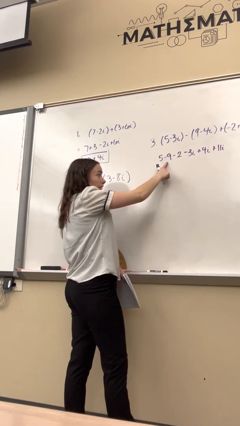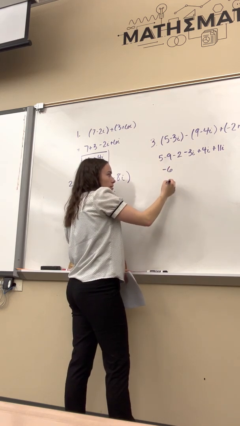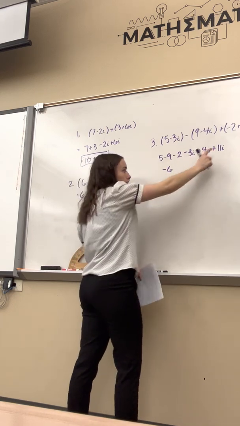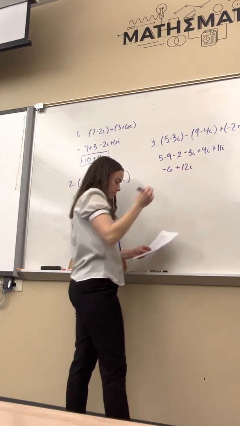5 minus 9 is negative 4. Minus 2, we get negative 6. Negative 3i plus 4i, we get i plus 11i, and we're going to have 12i.